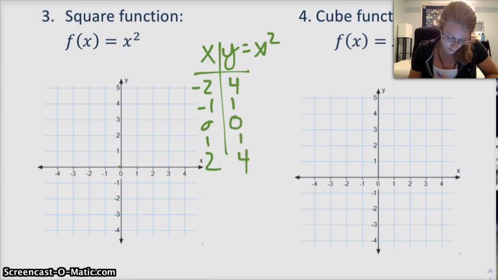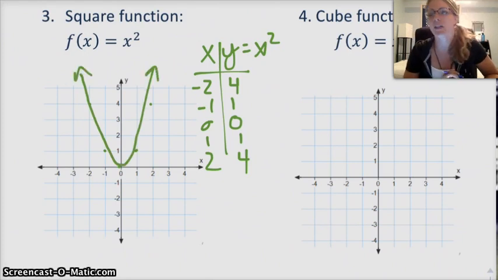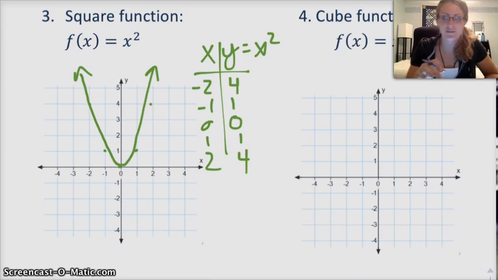Okay, so if you notice, if I plot all of those points, 2, 4, -1, 1, -2, 4. Okay, we end up with this funky smiley face looking thing. Okay, that's called a parabola. You don't need to worry about that right now. Just know that it's a square function, which makes sense, right? Because it is x squared.